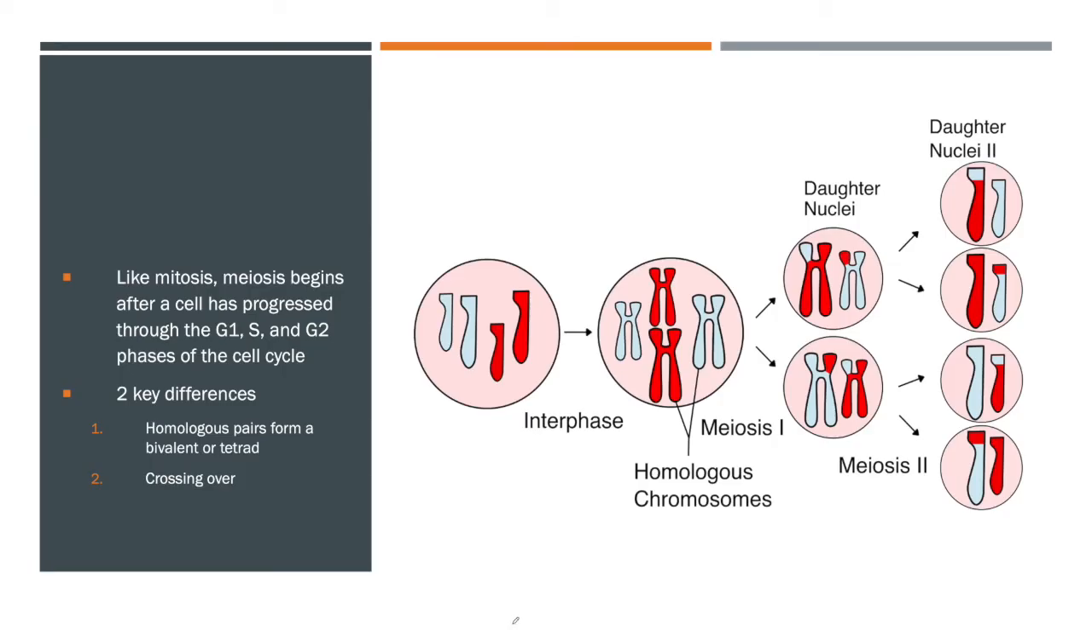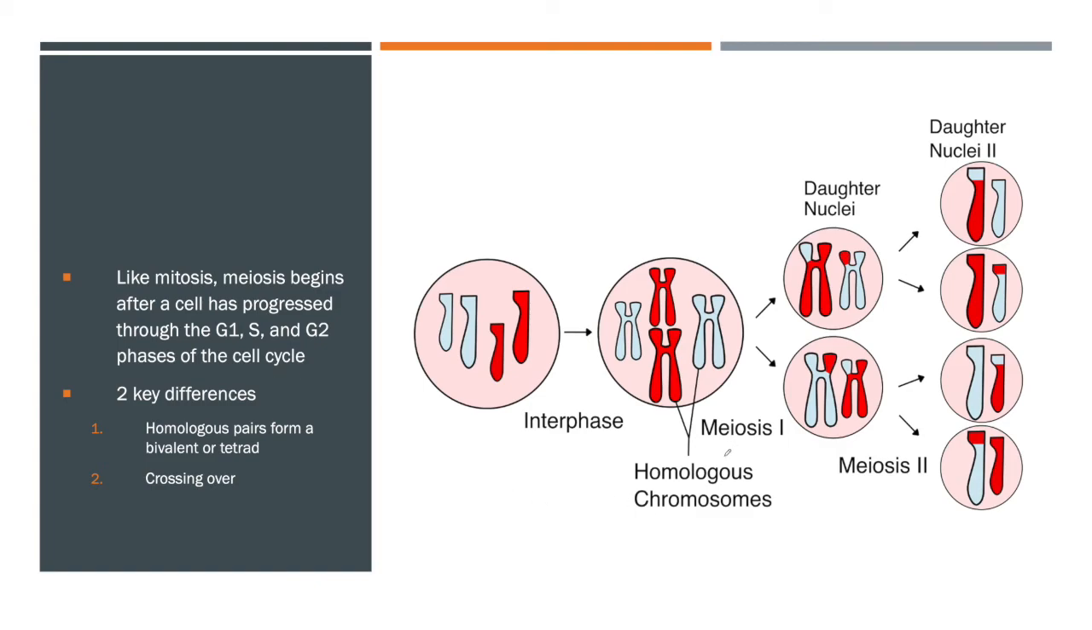So like mitosis, meiosis is going to begin after a cell has progressed through the different parts of the cell cycle, G1, S, and G2. So it's moving into that M phase. But when it moves into M phase, instead of going through mitosis, it begins with a division like mitosis, but then goes through a second cell division and moves into meiosis.